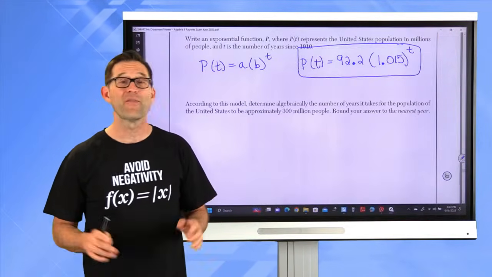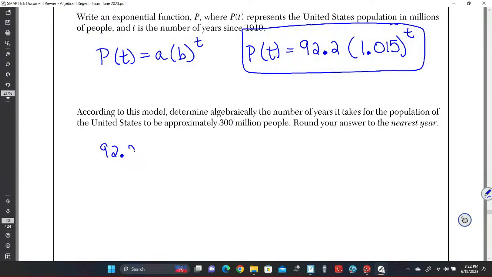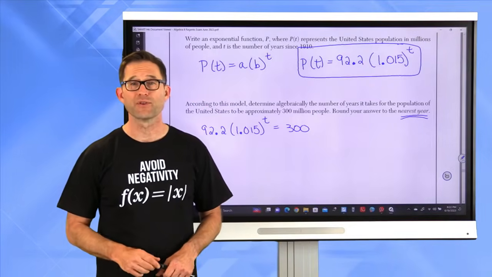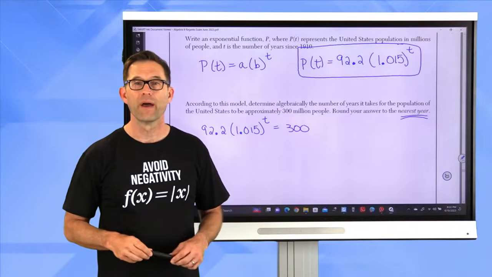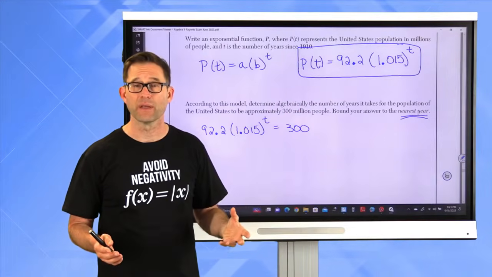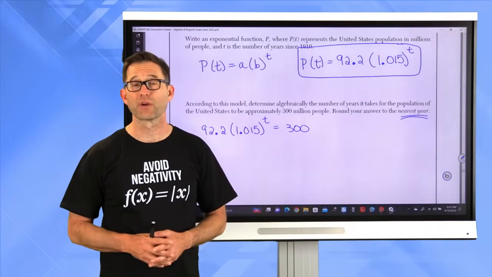Anyway, the plain fact is what we need to now solve is the following equation: 92.2 times 1.015 to the t is equal to 300. And I want to round to the nearest year. So I am solving an exponential equation. And when I solve an exponential equation algebraically, and that's what it says, determine algebraically, I can't do it graphically, unfortunately. But when I solve an exponential equation algebraically, eventually logarithms are going to come into play.